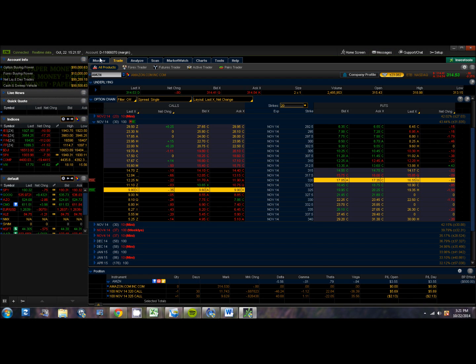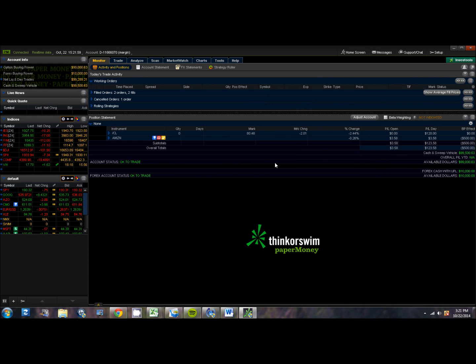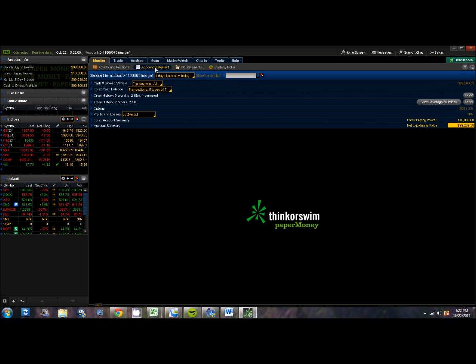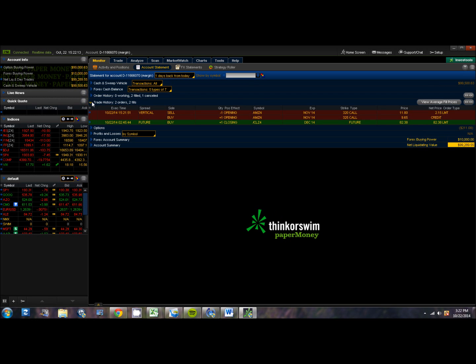It actually filled, apparently, at 211. And so let's see, if I go to my account statement, the reason why it got rejected, I think, is because as I was clicking send, it had already filled in that millisecond. So if I go to account statement and look at my trade history, you can see that I actually got 215. You can see I've been trading oil futures too, but on this Amazon trade, I wanted 211, but it actually got filled at 215.